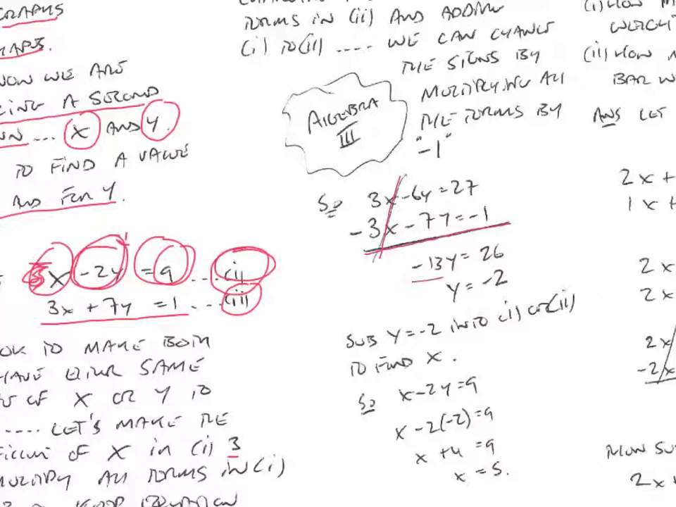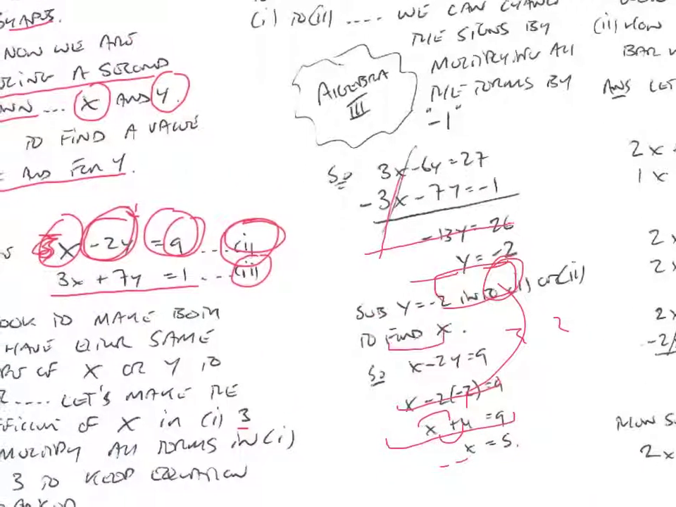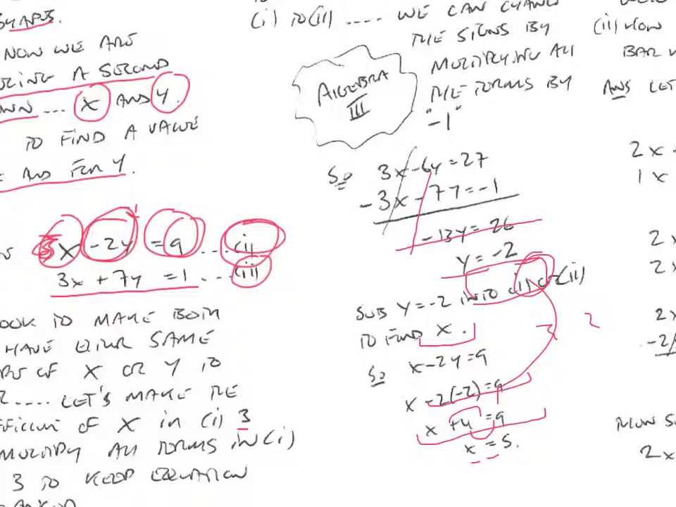6y minus 7y is minus 13y. 27 minus 1 is 26. y is equal to minus 2. Now I sub the fact that y equals minus 2 back into either equation, 1 or 2, to find x. If x minus 2y equals 9, that's saying x minus 2 times minus 2 is equal to 9. Minus by minus is plus, 2 by 2 is 4, so x plus 4 equals 9, which must mean that x is equal to 5.